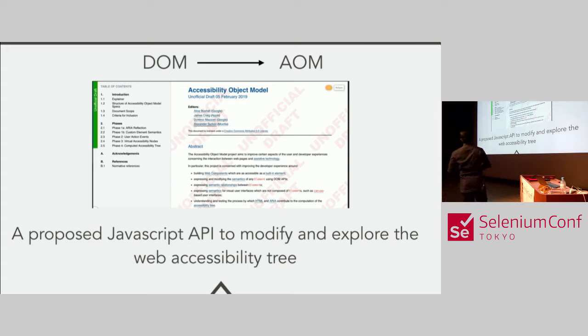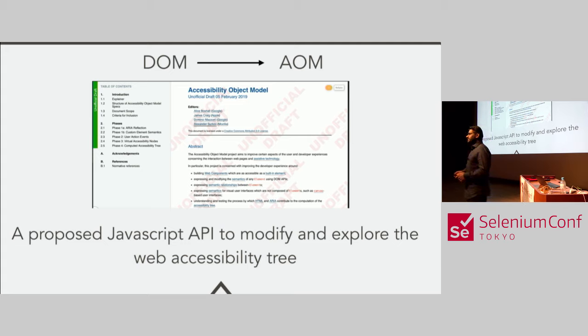It's the Accessibility Object Model, which is going to run in parallel with the DOM. As you see, it's a proposed JavaScript API to modify and explore the web accessibility tree. And there's a group of people who work on that, exactly like the WebDriver spec, right? In the WebDriver spec, we have browser vendors from different companies: Mozilla, where we have David Burns, Microsoft, and Brian Burg from Apple, who looks after Safari. And of course, there is Simon who leads all this spec.